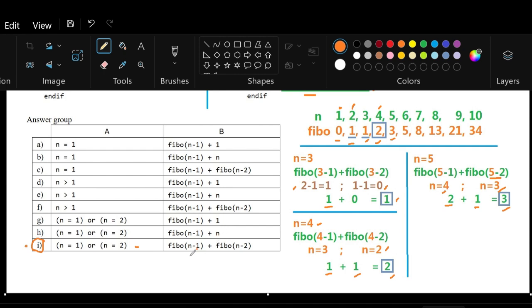Therefore, the correct answer would be this one with n equals 1 or n is equal to 2, and the Fibonacci function n minus 1 plus Fibonacci function n minus 2 as the parameter for the second one, and that's the letter I.